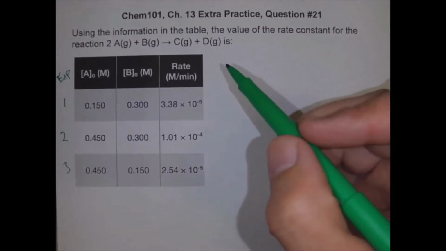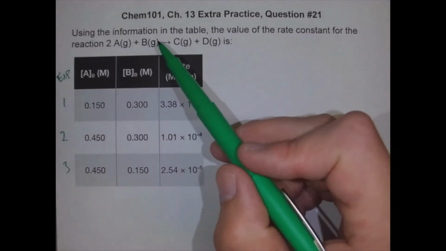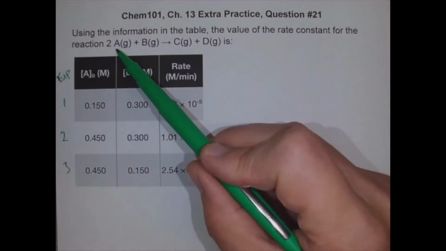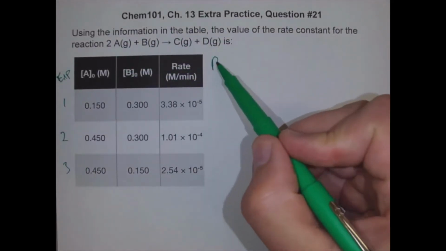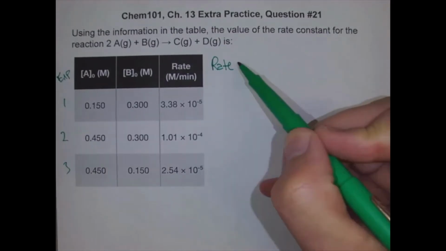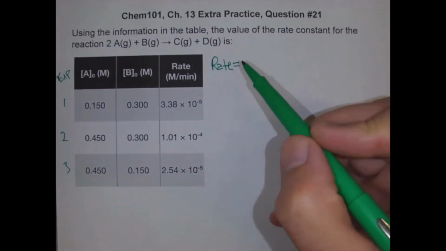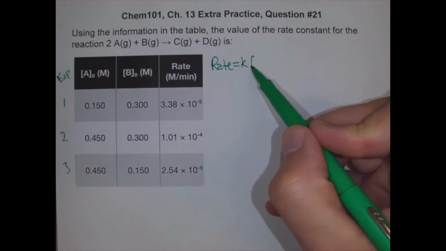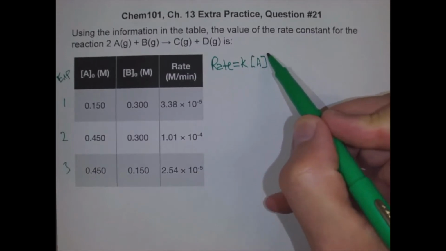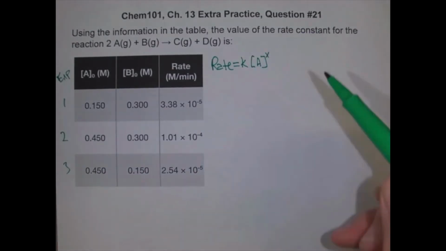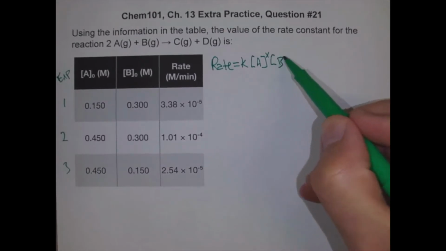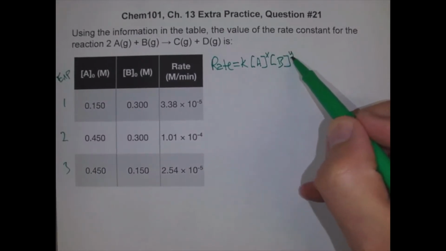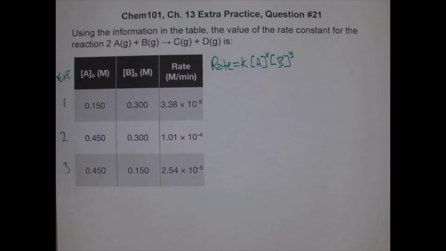So we know that in general a rate law, this reaction has 2 reactants. It has reactant A and reactant B. And so if I wanted to just write the generic form of the rate law, it's going to be that rate is equal to the rate constant times the concentration of A raised to some power we'll call X times the concentration of B raised to some power that we'll call Y.